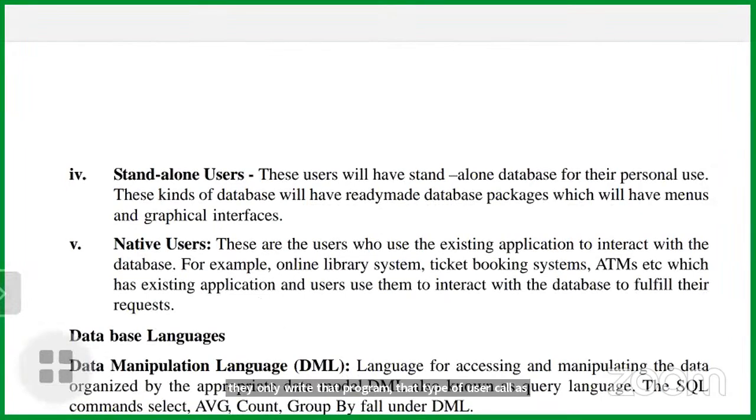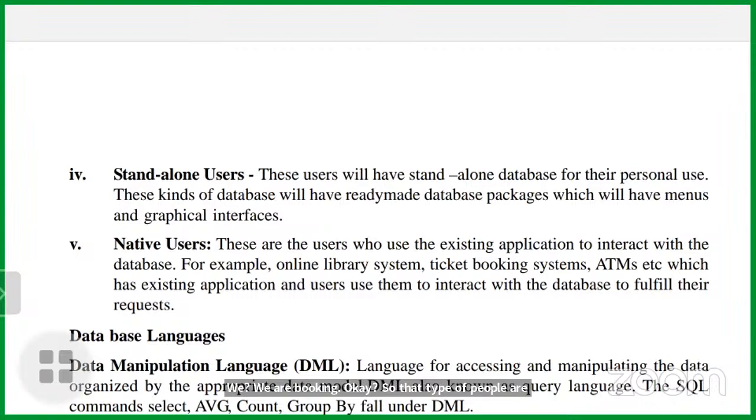Next we have standalone users. These users will have a standalone database for their personal use. These kinds of databases will have ready-made database packages, which have menus and graphical interfaces. Means like we people also, ready-made software will be available. Using that software, we can download, we can book. That type of people are called standalone users.